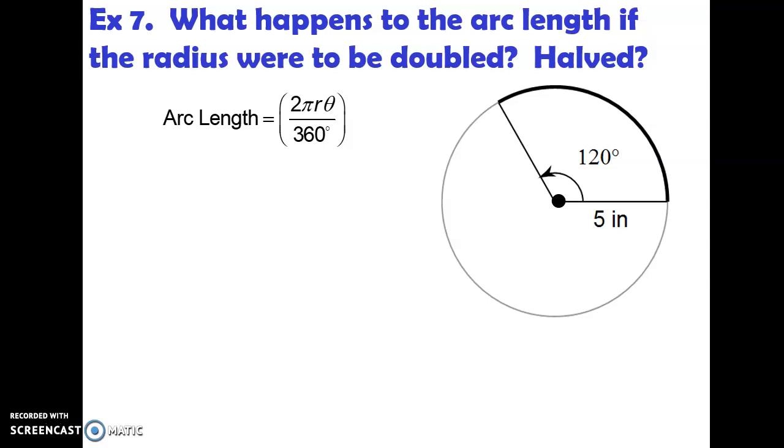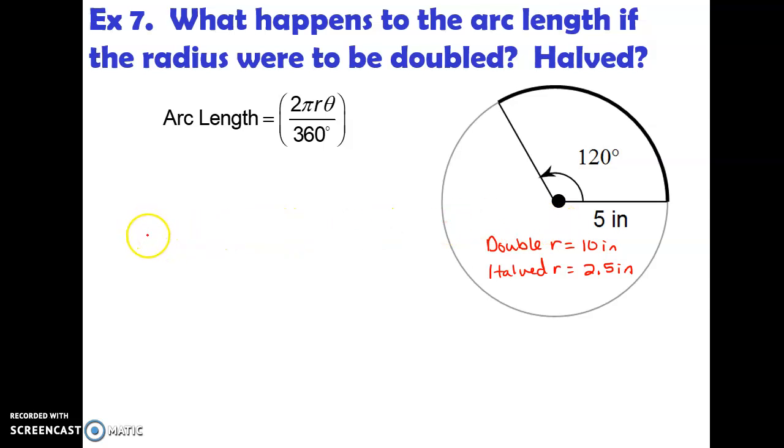Okay, let's take a look at another problem. What happens to the arc length if the radius were to be doubled or halved? Let's look at this problem again and think about doubling our radius or halving our radius. So our doubled radius would equal 10 inches, and our halved radius would equal 2.5 inches.